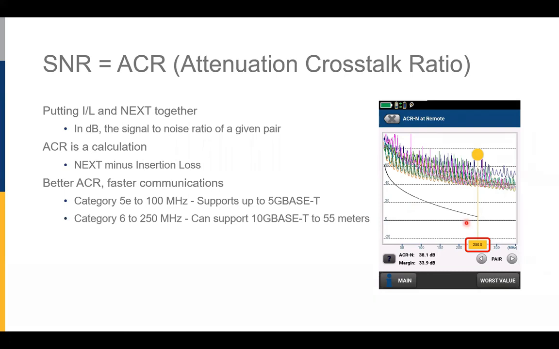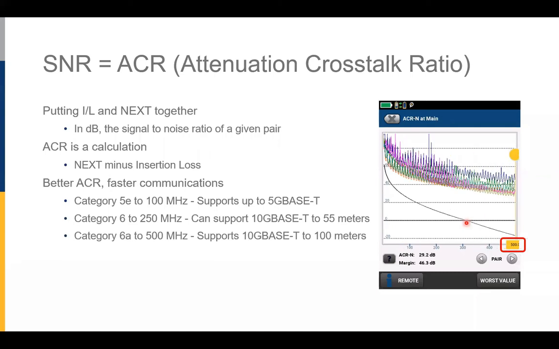Now, the other one that we hear a lot about today is category 6A. Category 6A is going to go all the way out to 500 megahertz. So it has dramatically more bandwidth than category 6 or category 5E. And it is designed to support 10 gigabit Ethernet all the way out to 100 meters. 10 gigabit Ethernet is enough bandwidth for you to transmit full line rate uncompressed streaming video. Now, when we're talking about which one we should install, the standard does allow all of them.